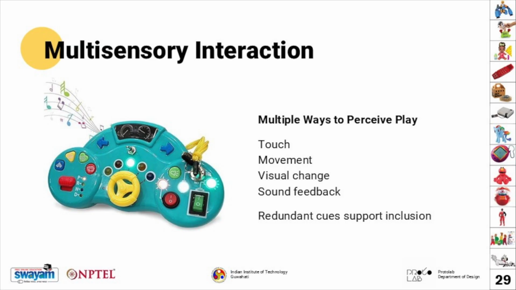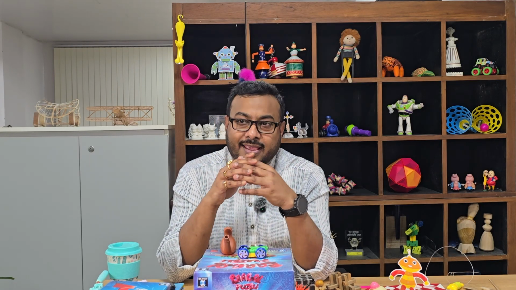Importantly, multisensory does not mean overwhelming. It means reinforcing the same message across channels. The child does not need to check repeatedly because confirmation is clear. This keeps all players synchronized in the same shared moment of play.